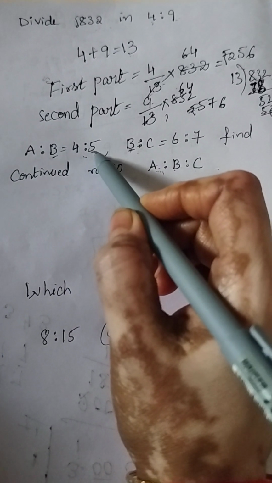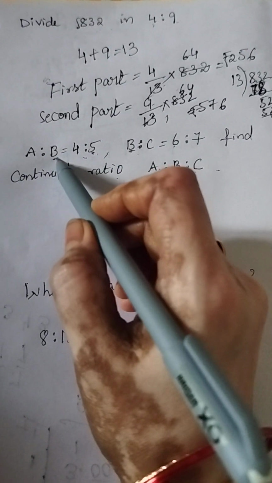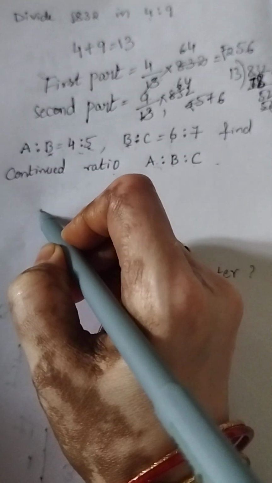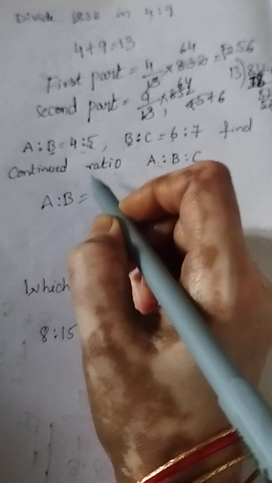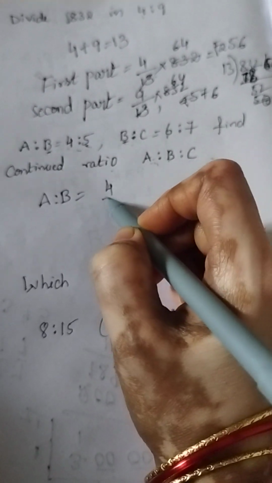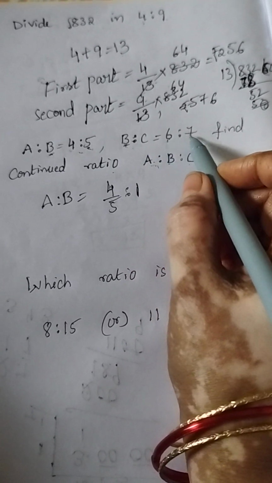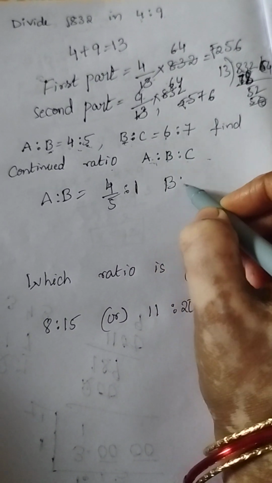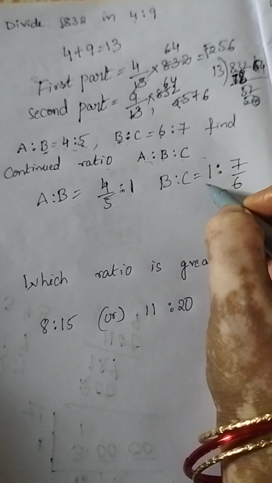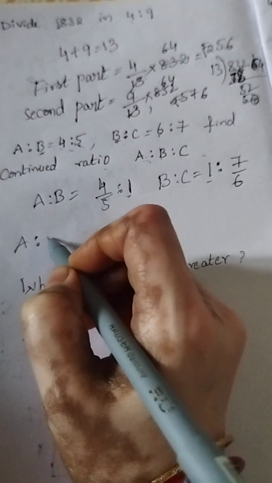We have to make B equal to 1 in both. B is in the second part here, and in the first part there. For A is to B, I am dividing this ratio by 5, so it is 4 by 5 is to 1. Next, with 6 I am dividing, so B is to C is 1 is to 7 by 6. So I made that B value 1, so that we can write the continued ratio.